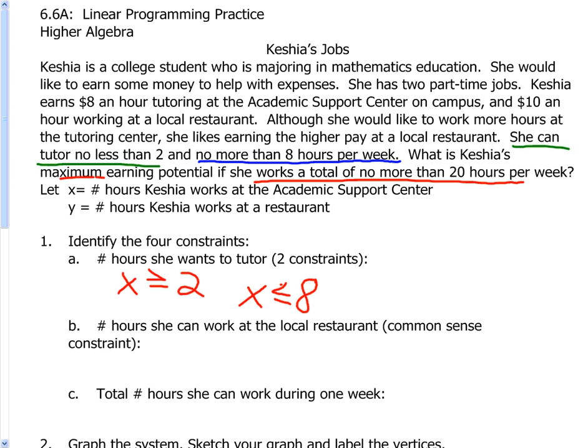Next, hours she can work at the local restaurant. And then it says common sense constraint, because I didn't see anything in there that said you got to work this number of hours at the restaurant. So you just use common sense. What in the real world limits us? Time. What about time? It has to be more than 0. So the amount of time can't be less than 0 anyway. So the time she works at the restaurant, that's Y, has to be greater than or equal to 0. That's the equation I'm looking for there. And there's our last constraint, x plus y is less than or equal to 20.